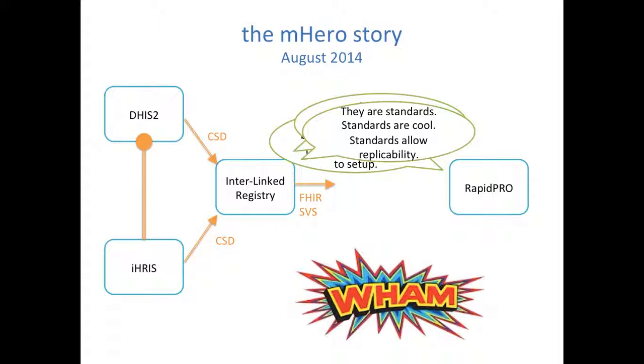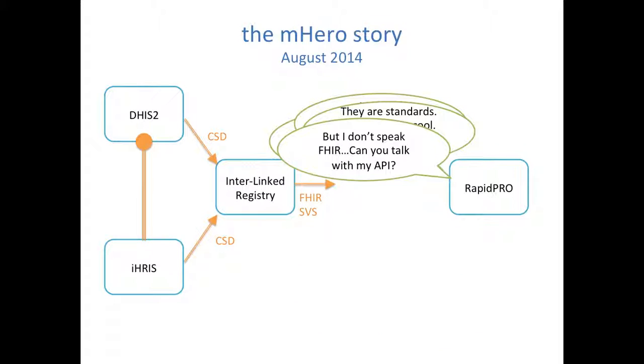In addition, the interlinked registry, the Open Info Man, acts as an SVS repository, so this is where the standardized lists, such as the cadres or the identity types or contact types for the health workers, are stored. The one issue that we had is that RapidPro didn't speak FHIR. It has its own custom vendor-specific API, and we wanted to translate between the two. Its API is a RESTful JSON-based API, and that does map fairly well, in terms of programming languages, with the FHIR JSON representation.